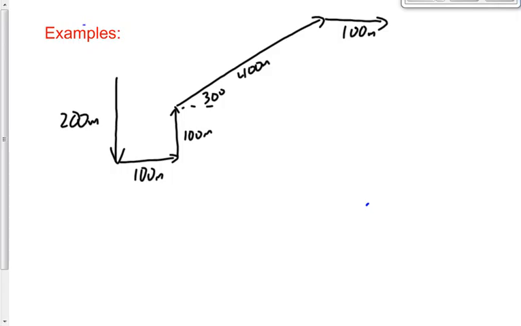So we see up on the board right now the diagram of the homework question that we had last night. We're trying to add together these 5 vectors: 200 meters to the south, 100 meters to the east, 100 meters to the north, 400 meters, and another 100 meters to the east. We can draw the resultant vector, the vector that represents the sum of these vectors, pretty easily, actually. It goes from start to finish.